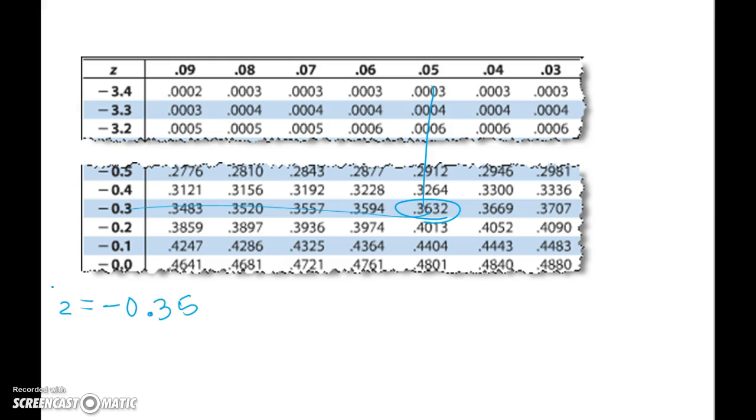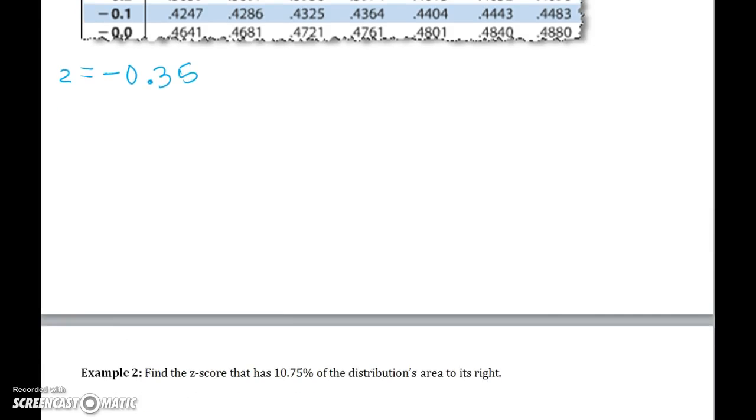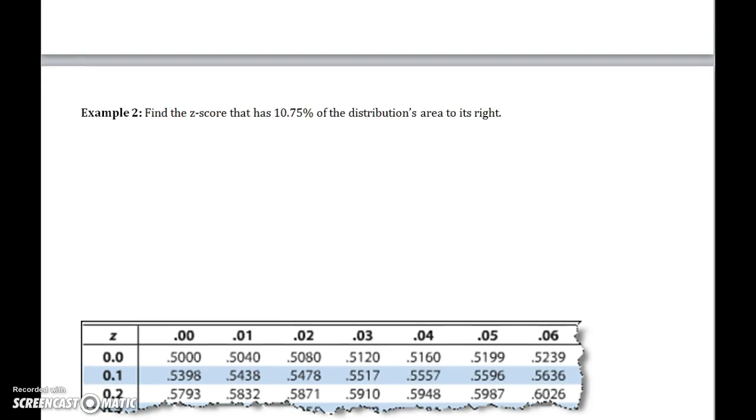Okay, let's try another one. Your next example says find the z-score that has 10.75% of the distribution's area to the right. Now the thing about this is this whole part where it says to the right, that's an issue because all of those values are based on the values to the left. So what do we do? Well, we know that the whole chart is 1, so I'm going to do 1 minus, changing this to a decimal, 0.1075. When I subtract that, I get 0.8925.